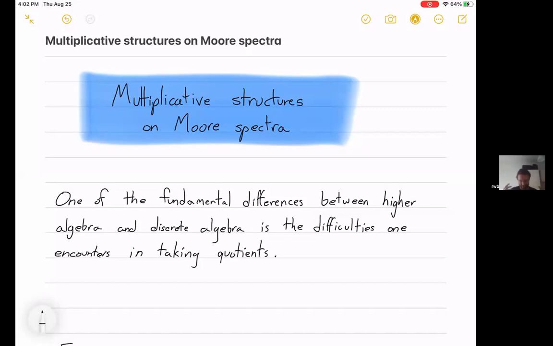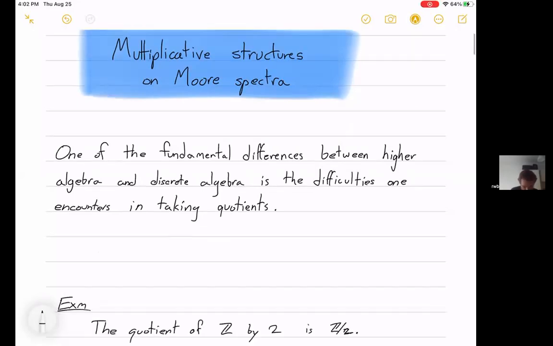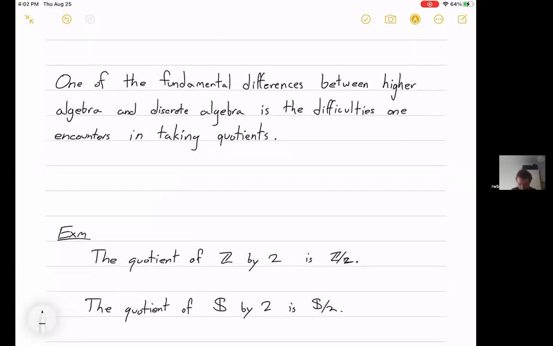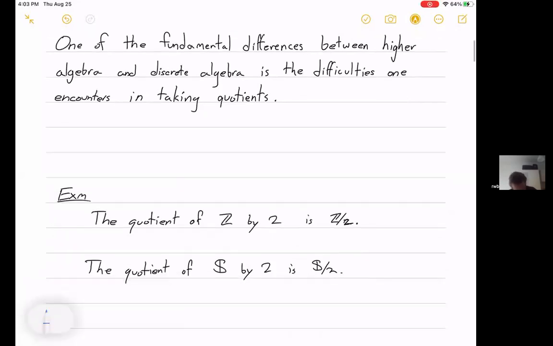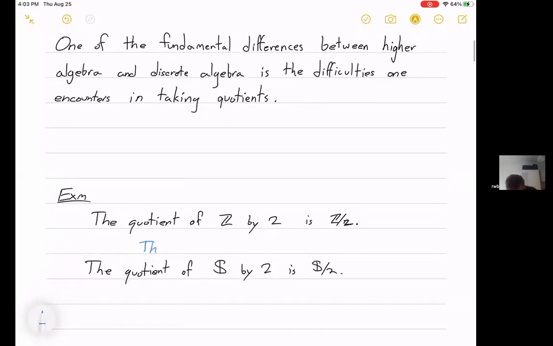And so we start by saying, one of the fundamental differences between higher algebra and discrete algebra is the difficulties one encounters in taking quotients. In classical algebra, we can take Z and we can take its quotient by 2, and that's just a perfectly reasonable thing for us to do. When we take the quotient of Z by 2, this is a commutative algebra, and we don't encounter any difficulties.